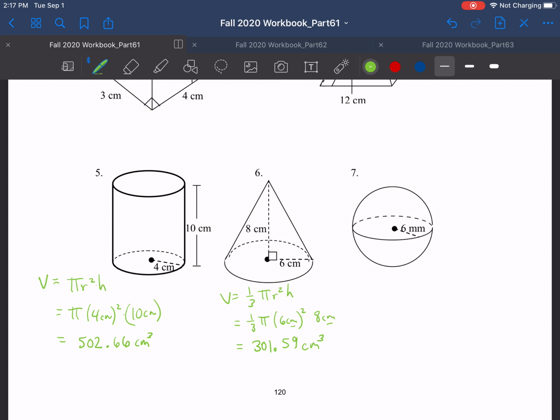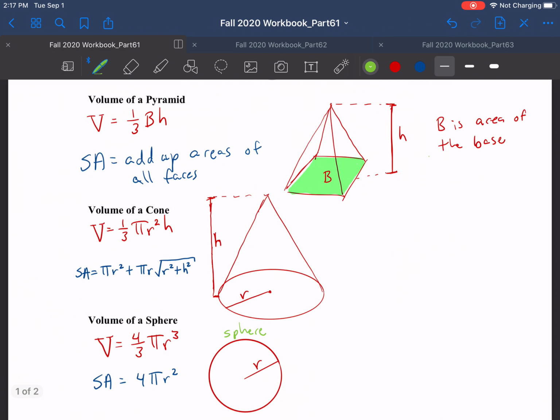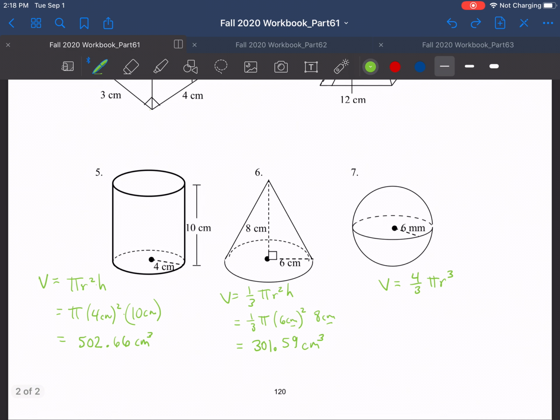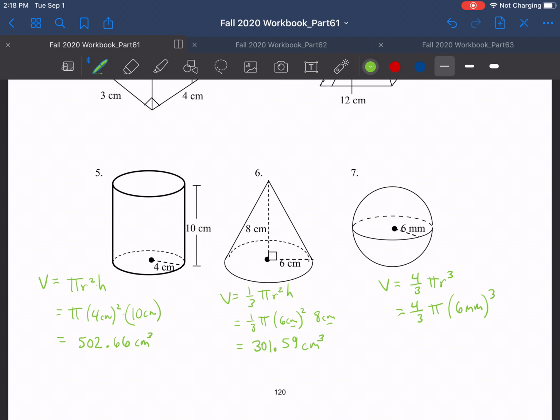And then this last one is finding the volume of a sphere, and this is 4/3 pi r cubed, right, which we had right here on this page, 4/3 pi r cubed. And so what I'm going to do is come back over here and plug in my numbers. I have 4/3 times pi times 6 millimeters cubed.